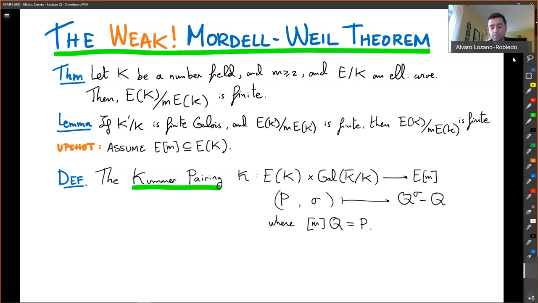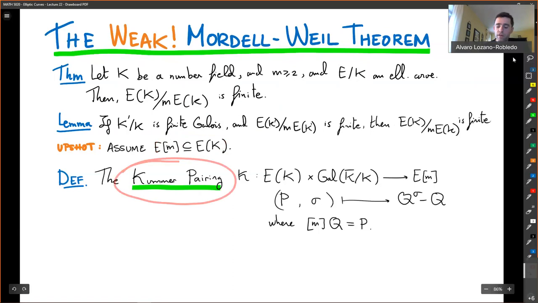All right. Last time we proved a preliminary lemma that said that if you have a finite Galois extension, and over that Galois extension E mod M is finite, then in the base field that quotient is also finite. So that allows us to assume that the M-torsion is contained in the points defined over K, because when you adjoin the M-torsion to a field K, that extension is a Galois extension. Great.